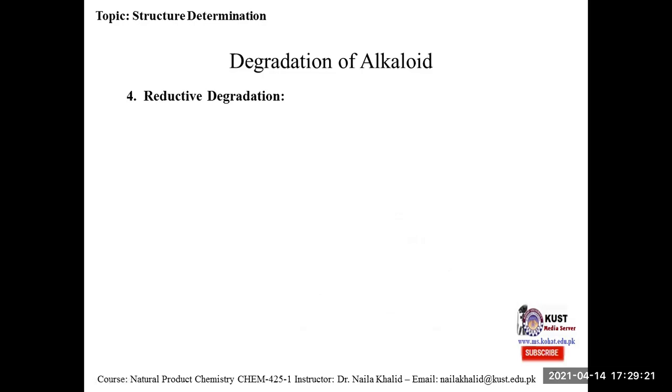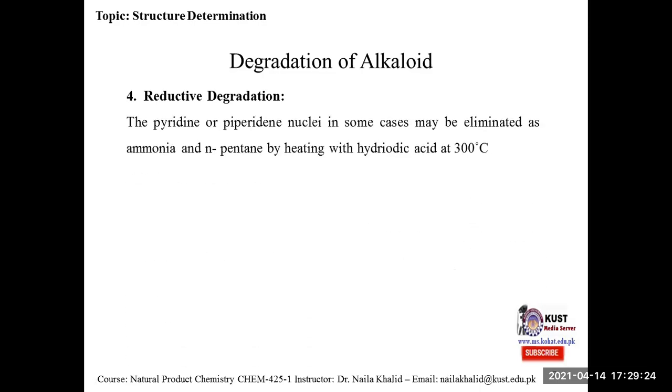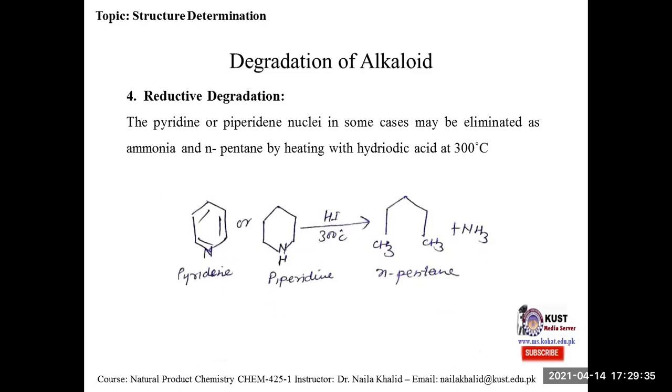The fourth method of degradation of alkaloids is reductive degradation. Pyridine or piperidine nuclei in some cases may be eliminated as ammonia and n-pentane by heating with hydroiodic acid at 300 degrees centigrade. If you have a piperidine or pyridine containing alkaloid, you just treat it with hydroiodic acid at 300 degrees centigrade. A carbon skeleton is formed along with ammonia, and this formation shows that the alkaloid contains this type of carbon skeleton.